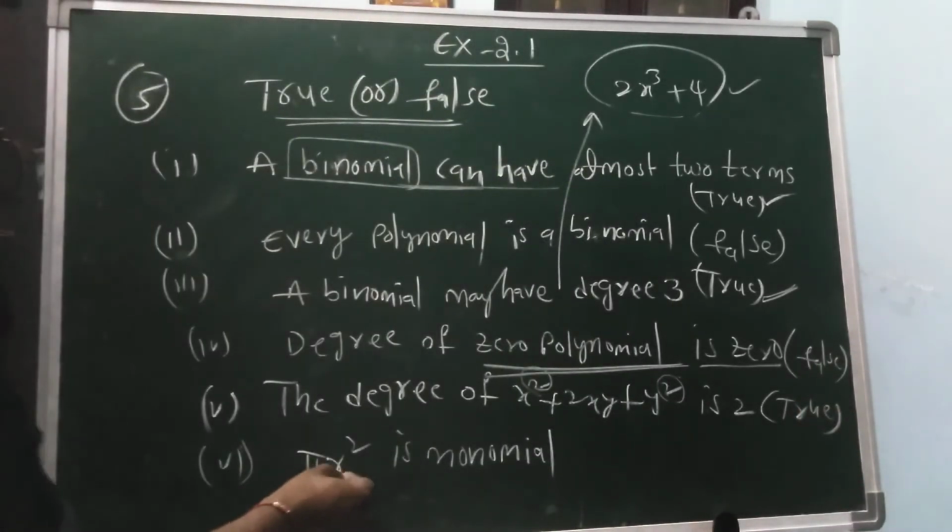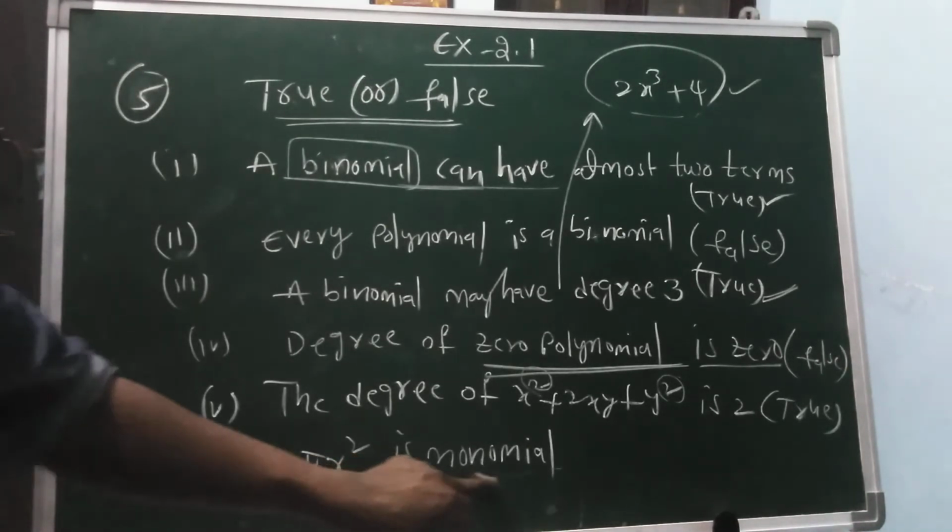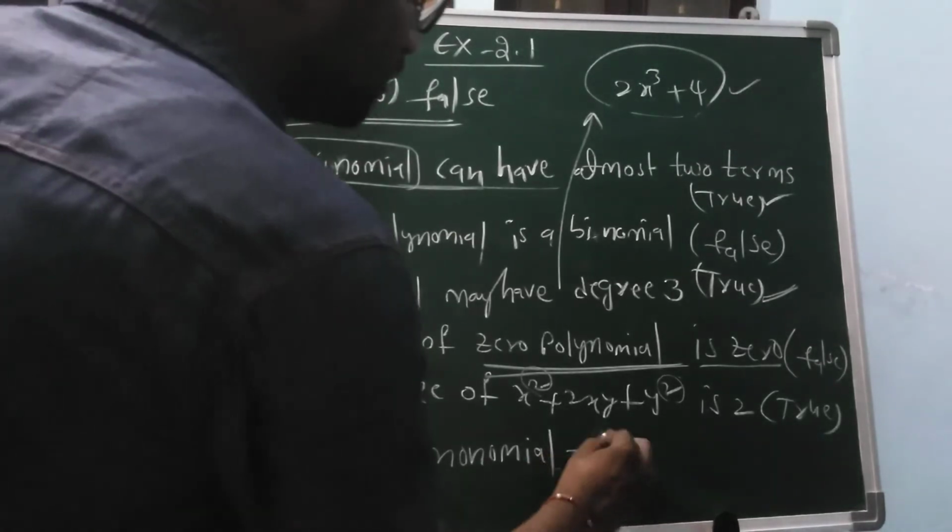Next, pi r square is a monomial. Yes, because how many terms are there here? One term is there. I am asking about terms. Term means the number of terms is 1. So it is a monomial. That means it is true.